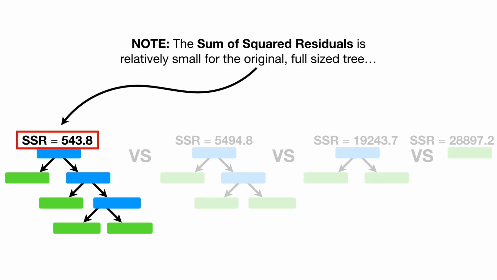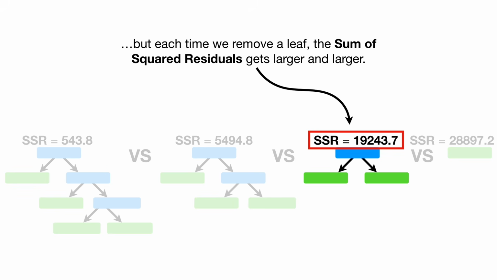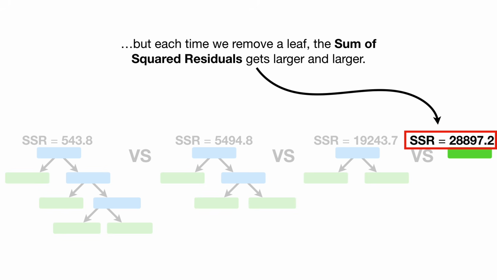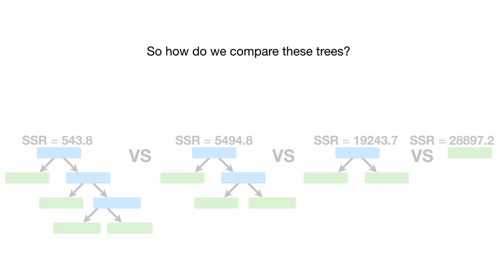Note, the sum of squared residuals is relatively small for the original, full-sized tree, but each time we remove a leaf, the sum of squared residuals gets larger and larger. However, we knew that was going to happen because the whole idea was for the pruned trees to not fit the training data as well as the full-sized tree. So how do we compare these trees?